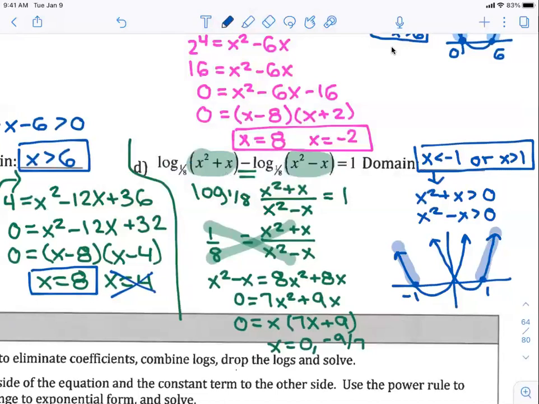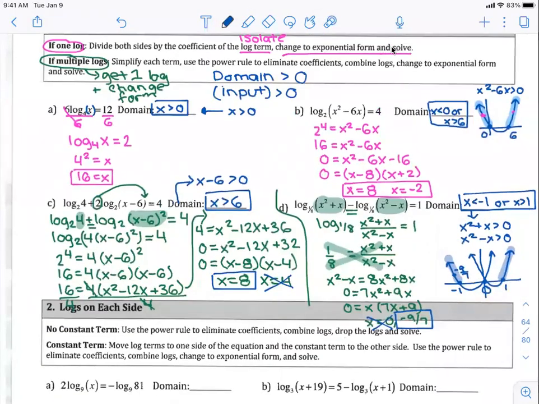So then you check your numbers, x equals 0. Is x equals 0 less than -1 or greater than 1? No, so we're going to throw that answer out. -9/7 is about here. And that is going to be in our highlighted part. It's less than -1, so that is a solution. So sometimes you will have to throw an answer out.